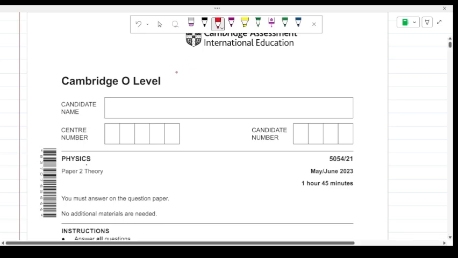In this video, we will discuss and solve the complete paper number 2, which is Cambridge O Level, and this paper is 5054/21, May June 2023.